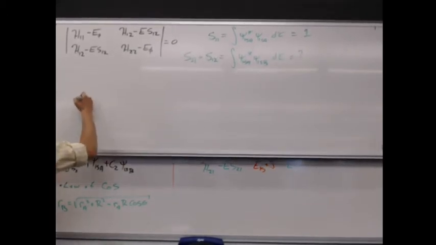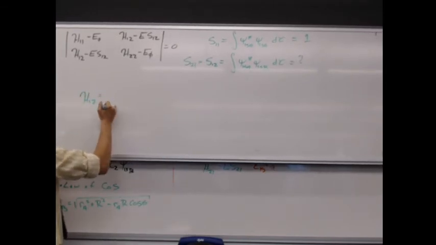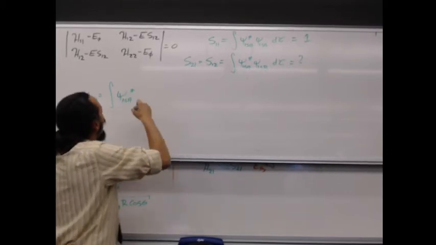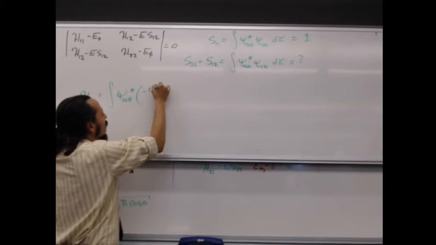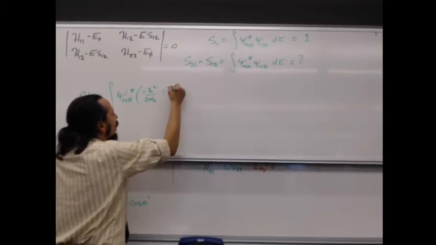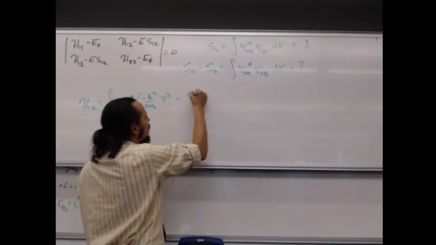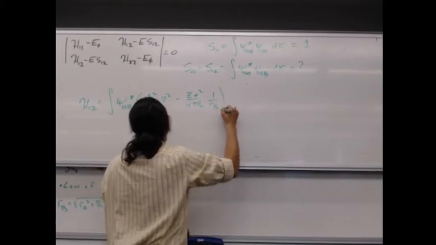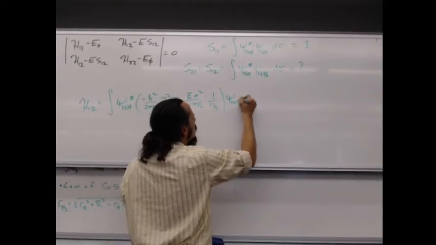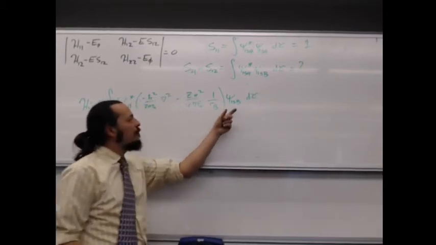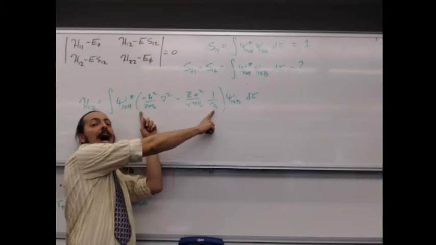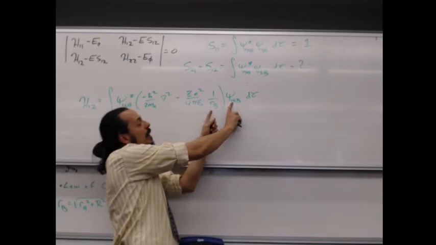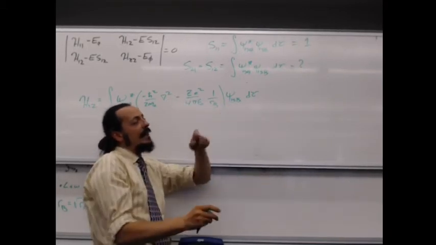If we look at this, h12 is going to be the integral of psi 1s a star, negative h bar squared over 2 me del squared, minus ze squared over 4 pi epsilon naught 1 over rb, psi 1s b d tau. And I picked b because remember, this is my operator. It's going to operate on this wave function, not this one. So I wanted to make sure my operator lined up with this.